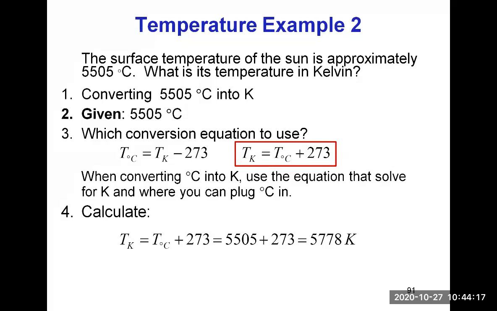So is it rounded properly? If we look at the given temperature, it's given to the ones place. And so we want to keep the kelvins in the end to the ones place. And so they are already rounded to the ones place. So we'll keep it like this. So that's the final answer, 5,778 Kelvin.